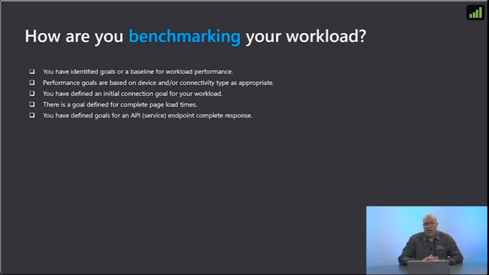You have defined goals for an API service endpoint, complete response. Data-centric applications are comprised of pulling data from various API endpoints. For a single page, this could mean many server requests. The page is only as fast as the slowest endpoint. It is important for you to test the performance of your APIs to quickly identify bottlenecks in the application that impede user experience.